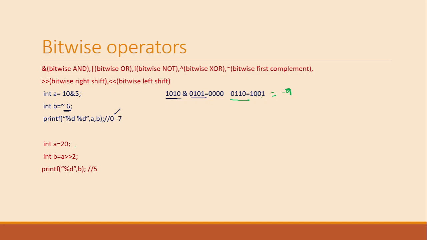So A equal to 20. Now what is A equal to 20? When A equal to 20, I just right shift 2. When I right shift 2, that means divide by 2, two times. So 20 divided by 2 the first time gives 10. 10 divided by 2 the second time will be 5. So obviously B will have a value of 5 in this case. So you have 5 here.